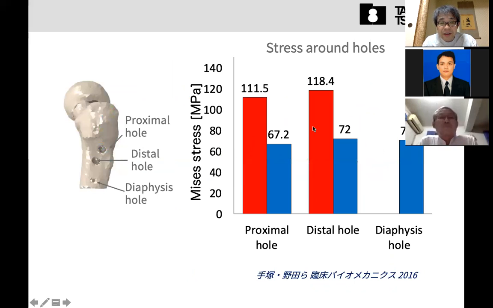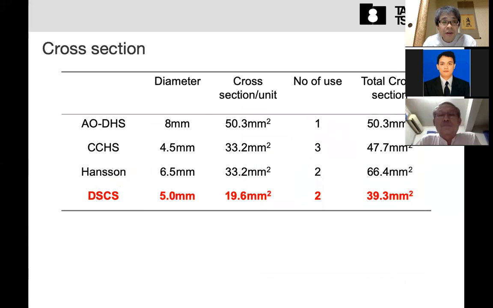So again, this is the Hansson pin. With the two holes, the proximal hole and the distal hole, all the stress is concentrated at these holes. In addition, the cross section of the device is smallest in the DRSC. The screw is only 5 millimeters. Maybe it is enough to provide good and stabilized fixation. The Hansson pin is the largest, and the DHS is still a big diameter. And this one has only one screw, so rotation of the femoral head cannot be prevented.